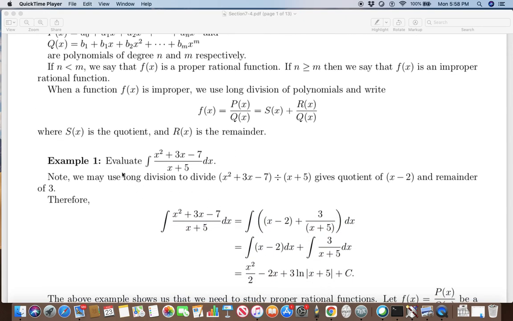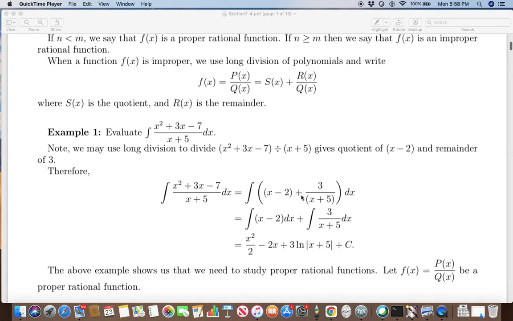For instance, you are asked to evaluate the integral of x squared plus 3x minus 7 over x plus 5. So notice the numerator has higher degree than the denominator. So you can use long division to divide the numerator by the denominator. You obtain a quotient, in this case, of x minus 2 and a remainder of 3. What does that mean? This division is quotient plus remainder over the divisor.